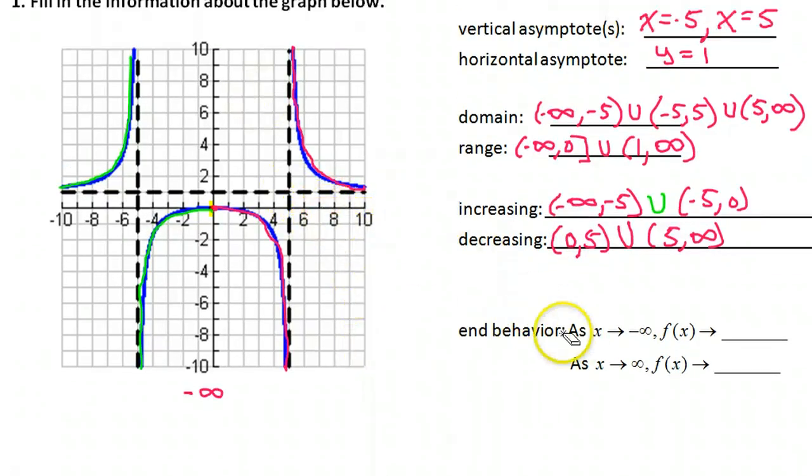Now, end behavior. As x approaches negative infinity, that means as we go to the left, what happens? Going to the left, this graph is approaching the asymptote. It is approaching 1, because that's where the asymptote is. So f of x approaches 1. Going to the right, it's the same thing. As we head towards positive infinity, that's going to the right, on the end the graph is again approaching the asymptote, which is at 1.